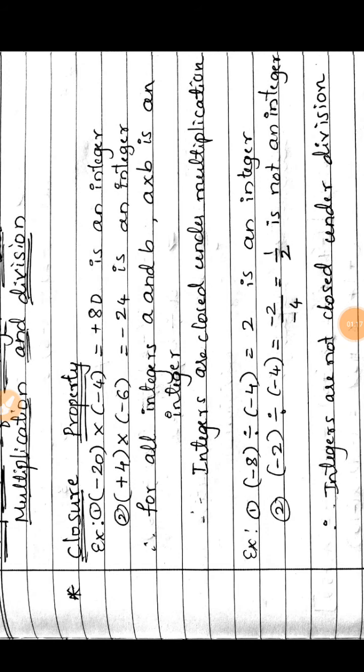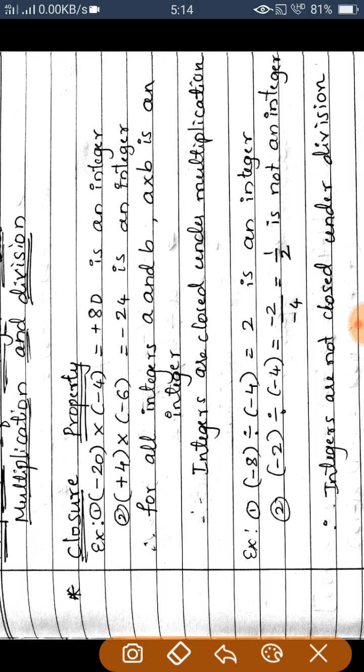Here we are studying multiplication and division. If you multiply any two integers, the result should be an integer only. If you divide any two integers, you must get an integer after division. Then only the closure property holds true. So let us check by examples.